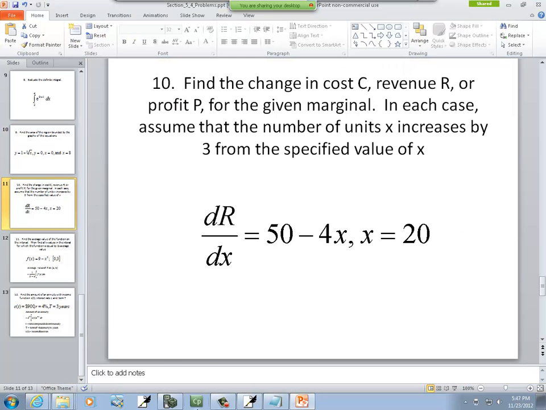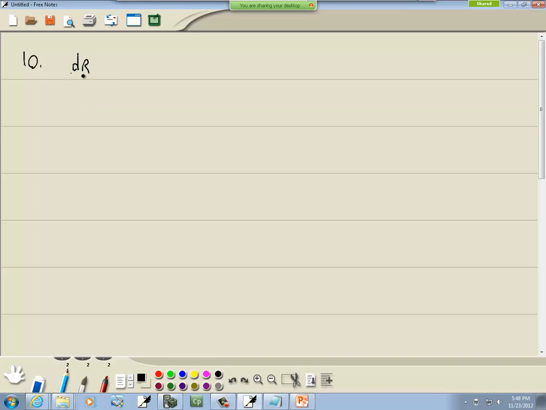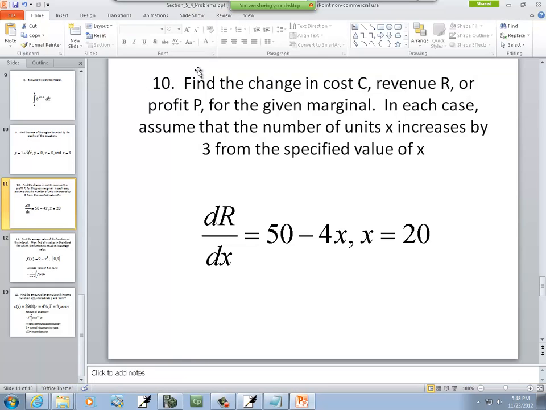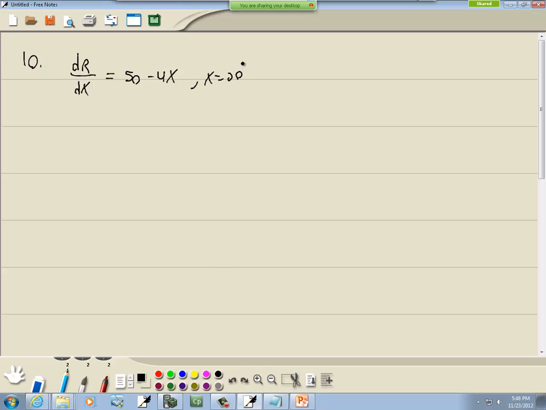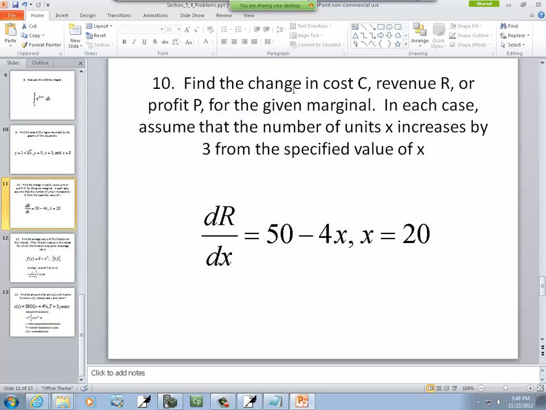Okay, let's look at this one. Number 10. It says find the change in cost C, or the revenue R, or the profit P for the given marginal. So whichever one the problem deals with. In each case, assume that the number of units x increases by 3 from the specified value. Okay. dR/dx is equal to 50 minus 4x, and then x is equal to 20. So this is going to give us a change in revenue, because we're dealing with R for this marginal.